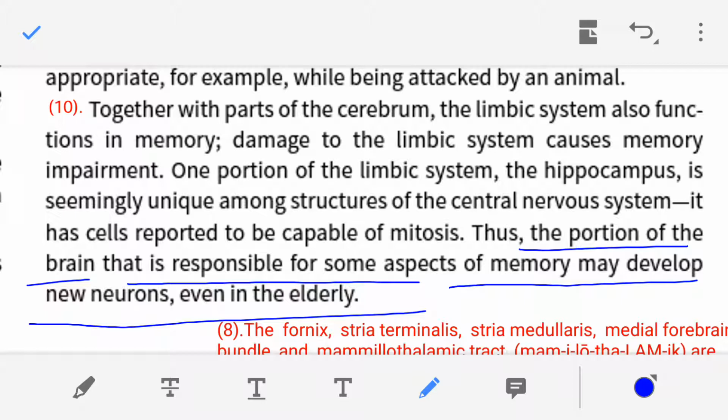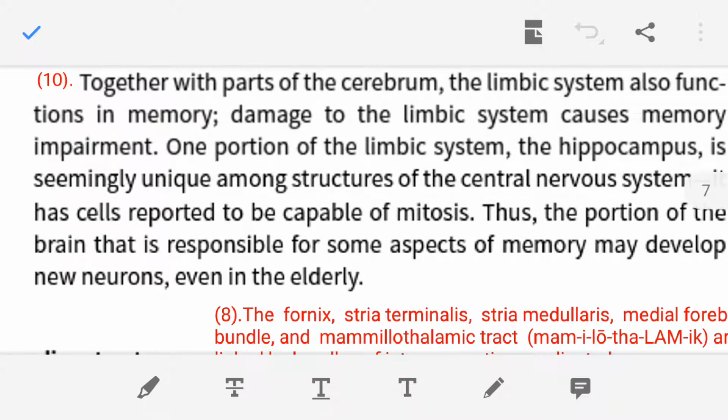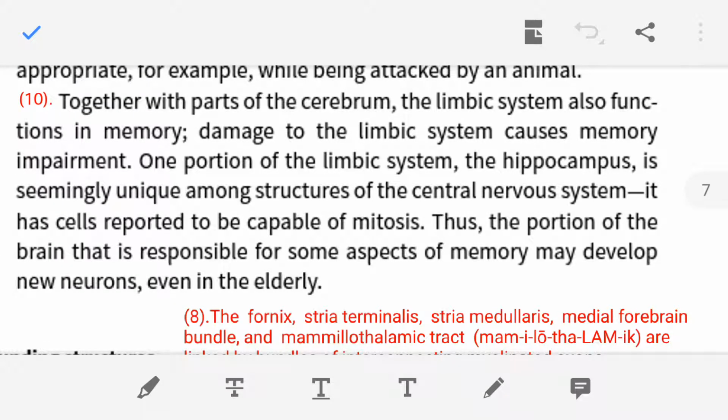And that's why even in old age, a person manages to remember past events. So it is possible that a 70 or 80 year old person is remembering an event that happened, let's say, 50 years back, and till date he is remembering that event due to this hippocampus, because the cells are capable of mitosis and they are producing new neurons. So that's why.